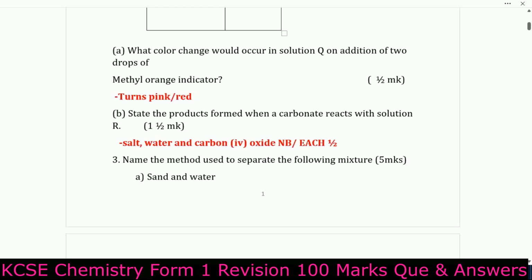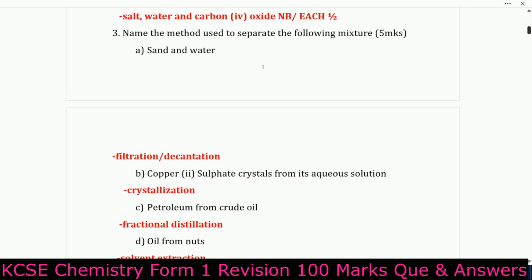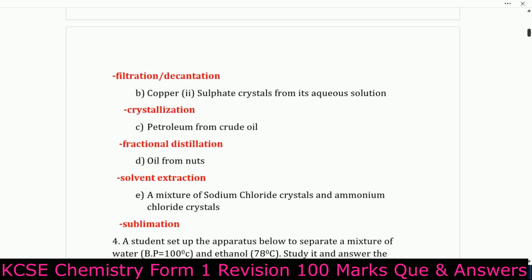Number 3. Name the method used to separate the following. Salted water, that one is decantation or filtration. Copper sulfate crystals from its aqueous solution, that one is crystallization. Petroleum from crude oil, that one is fractional distillation. Oil from nuts, that one is solvent extraction. A mixture of sodium chloride crystals and ammonium chloride crystals, you use sublimation.